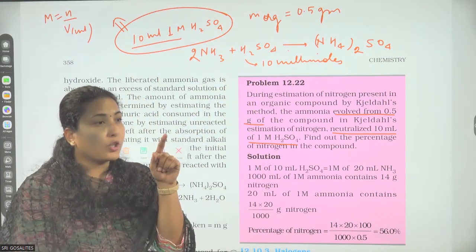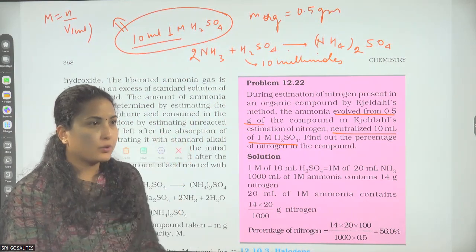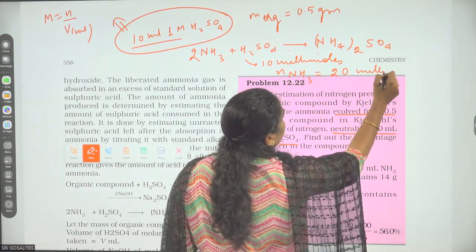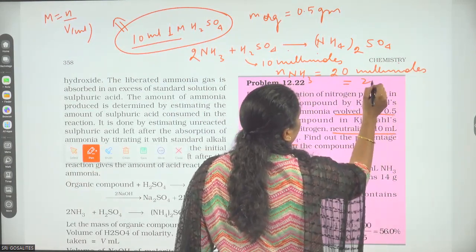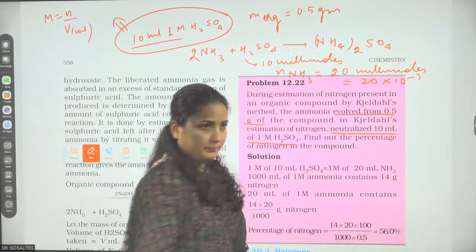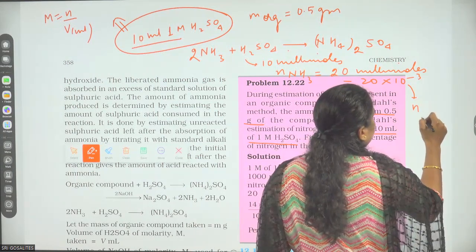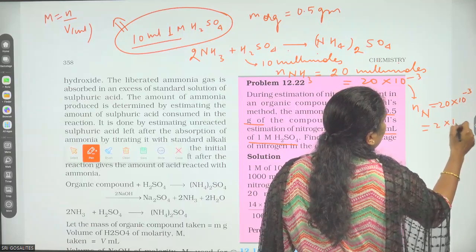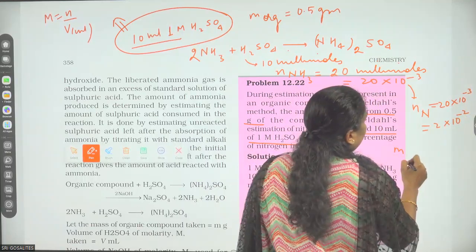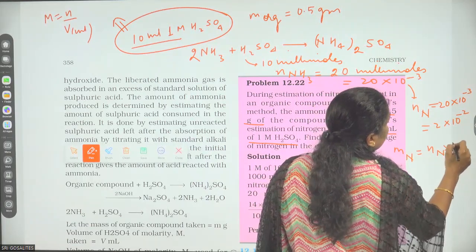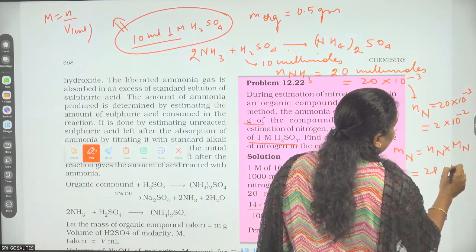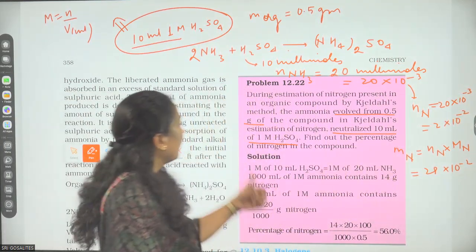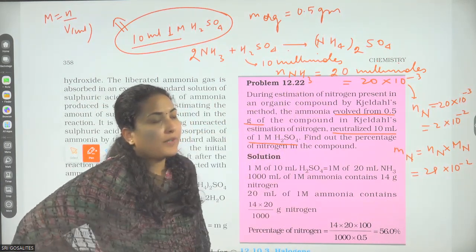According to stoichiometry, 2 moles of ammonia react with 1 mole of H2SO4. So how many millimoles of ammonia now? There are 20 millimoles, which is 20 into 10 raised to minus 3 moles. Did I get the number of moles of nitrogen? I got the number of moles of nitrogen as 20 into 10 raised to minus 3, which is nothing but 2 into 10 raised to the power of minus 2. Can I get the mass of nitrogen? Yes, why not? Moles into the molar mass of nitrogen, which is 14. So it is 28 into 10 raised to the power of minus 2. Now, for the percentage, I am supposed to divide this mass of nitrogen by the weight of the compound, which is 0.5.